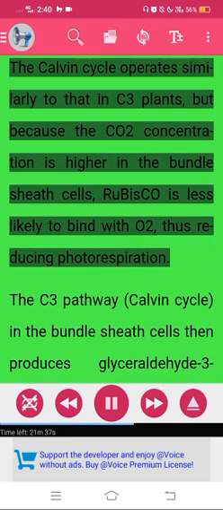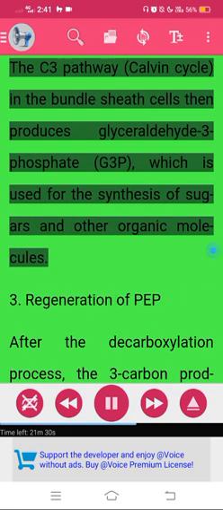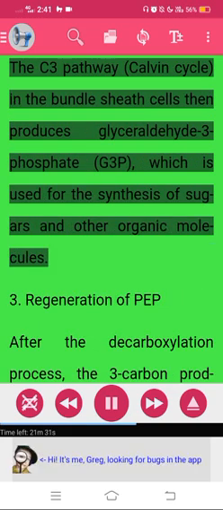The Calvin cycle operates similarly to that in C3 plants, but because the CO2 concentration is higher in the bundle sheath cells, Rubisco is less likely to bind with O2, thus reducing photorespiration. The C3 pathway Calvin cycle in the bundle sheath cells then produces glyceraldehyde 3-phosphate (G3P), which is used for the synthesis of sugars and other organic molecules.